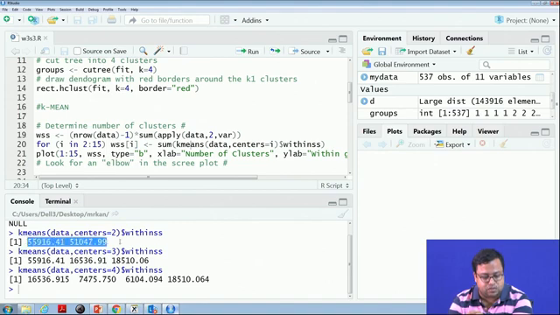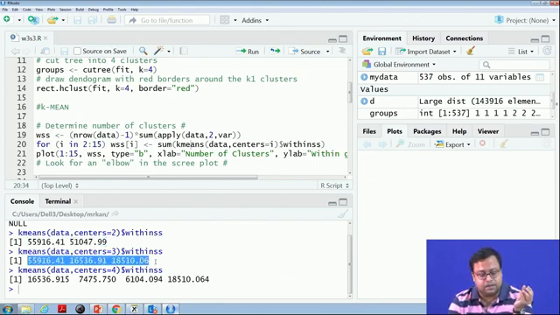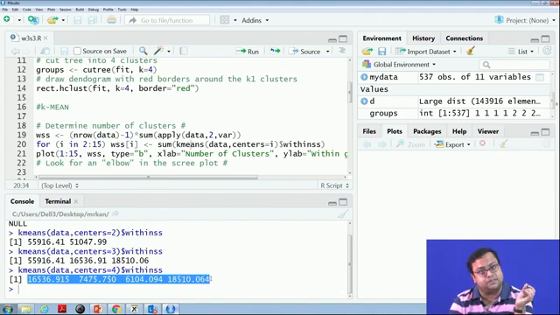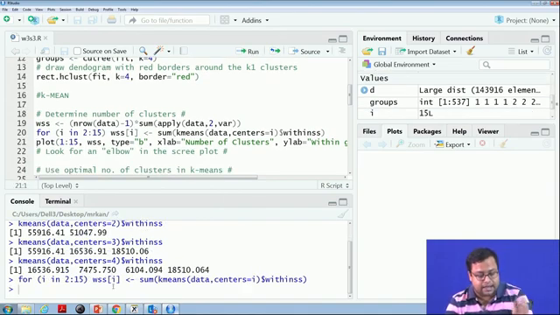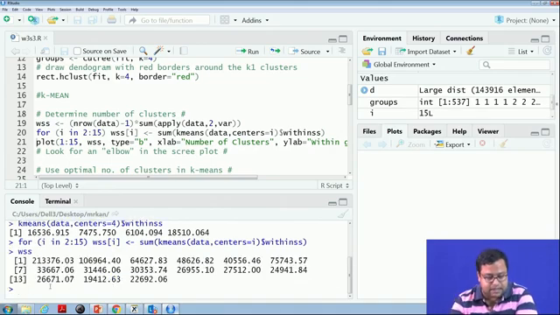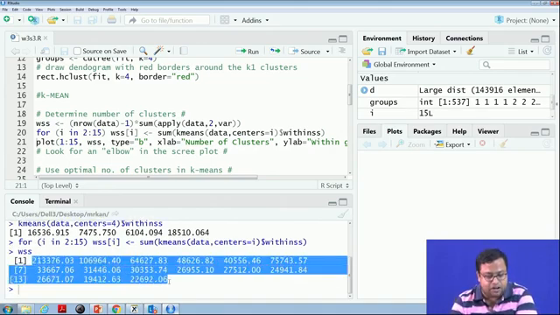So, the summation of these 2 says that when the number of segments is 2, this much will be the total withinness, the within sum of squares. When there are 3 segments, if I add these 3, this will be the total within sum of squares. If I add these 4 up, this will be the total within sum of squares. I save that in this WSS variable. So, if I run this, I get a WSS which is basically 15 observations.